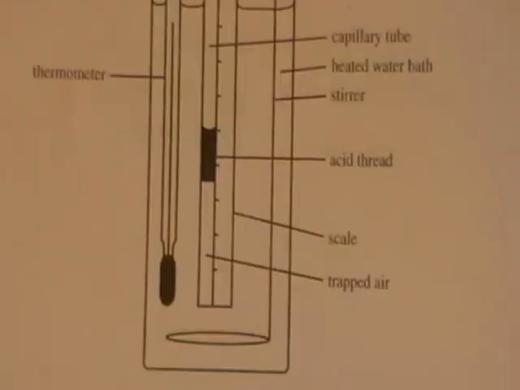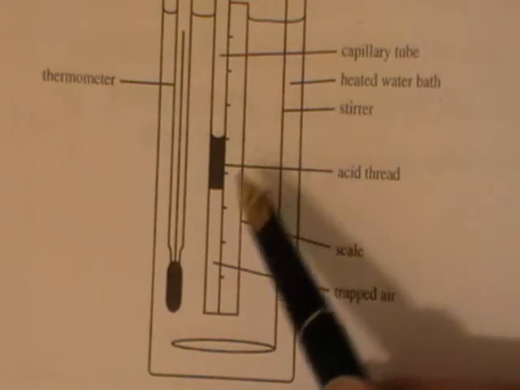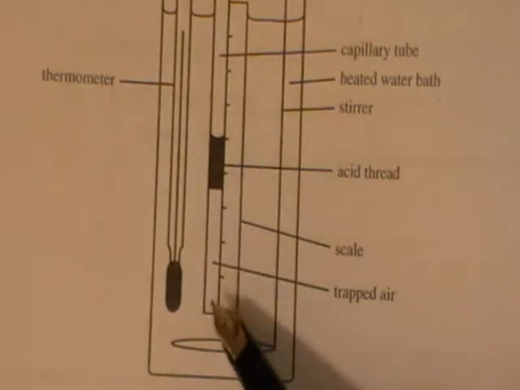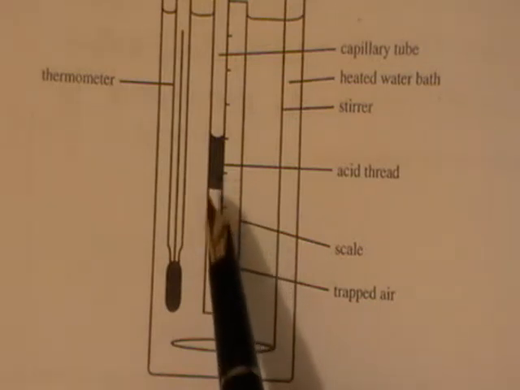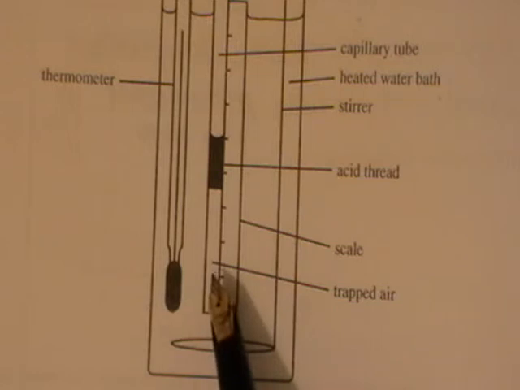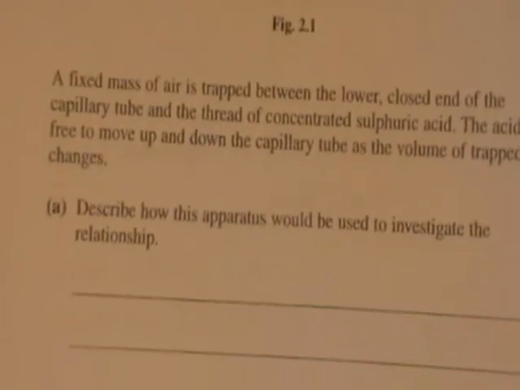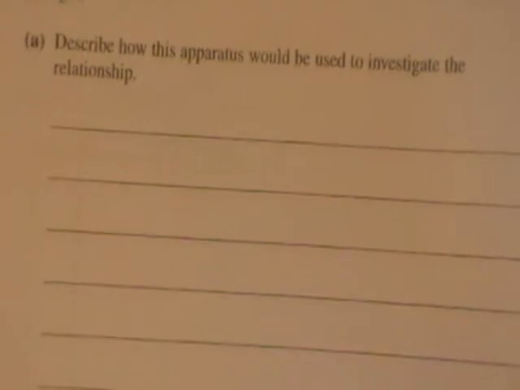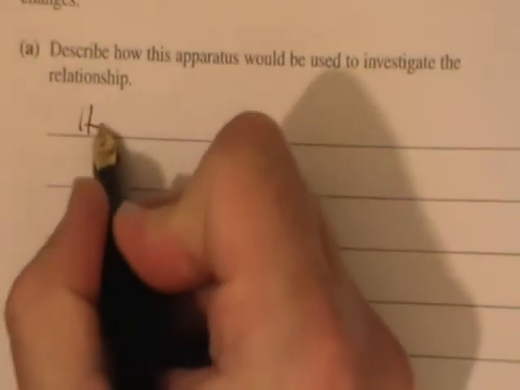Here's the apparatus. We've got a bead of sulfuric acid trapped inside a capillary tube, so therefore the bead of sulfuric acid traps air, so we've got a fixed mass of air acting as the gas, and what we're going to do is heat the water and see how the volume responds. So we're asked to describe how the apparatus would be used to investigate the relationship. So very simply, we heat the water.